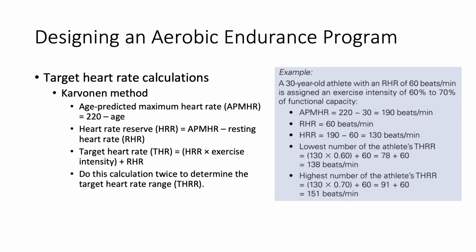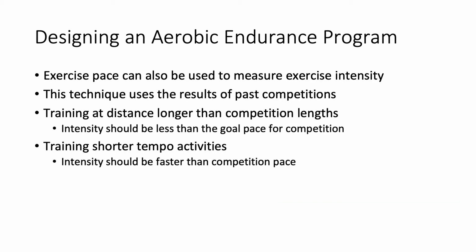Another way to calculate the intensity using heart rate is using the Karvonen method. This is where you take into account the resting heart rate. For this method, you will still take 220 minus age. Then you take the age-predicted maximum heart rate minus the individual's resting heart rate to find the heart rate reserve. To find the target heart rate, you multiply heart rate reserve times exercise intensity, plus the resting heart rate. And again, you usually provide two different intensities, and this will give you the target heart rate range.